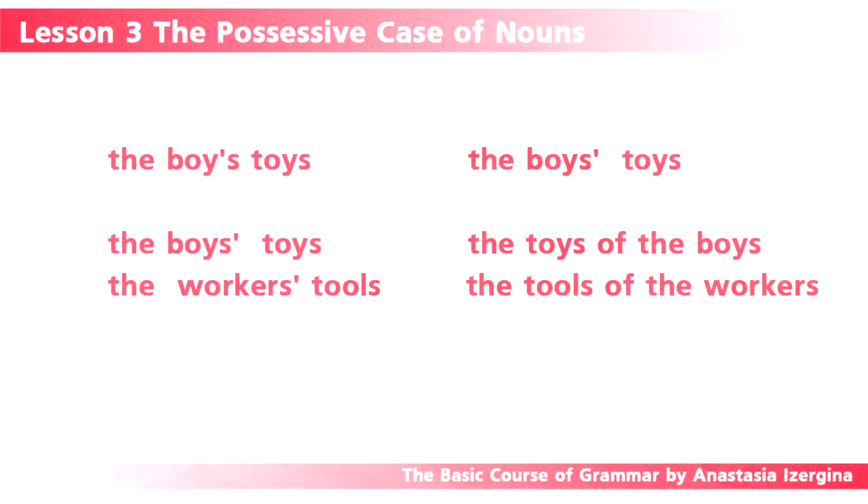For example, the boy's toys. Boy or boys in possessive will sound the same way. That's why it's better to say the toys of the boys. Instead of the workers' tools, we say the tools of the workers. So we use "of" instead of the possessive in order to avoid confusion.